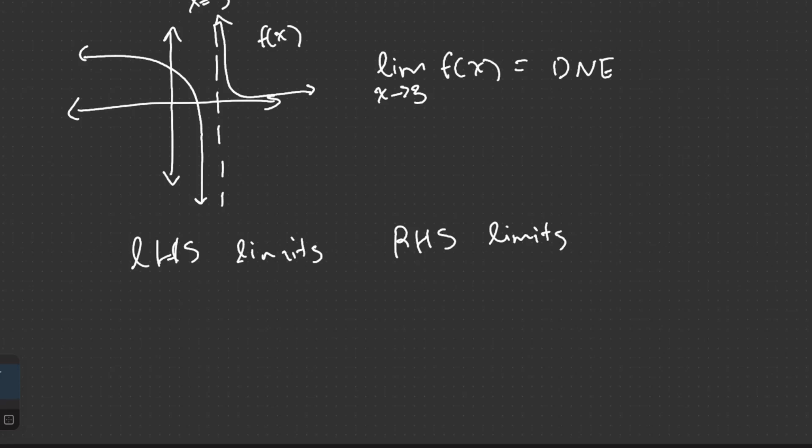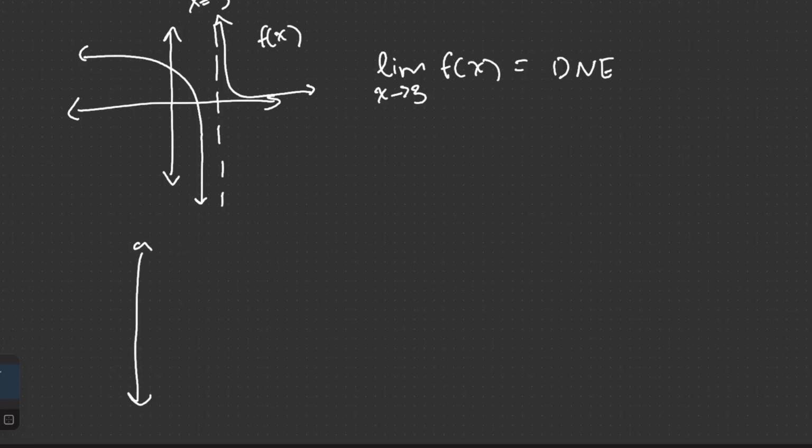And this will lead us to the definition of a limit. Well, not the definition of a limit, but a limit can only exist if the left-hand side limit and the right-hand side limit are equal. They have to be equal in order for the limit to exist. Now, what do I mean? Well, let's bring back our original graph.